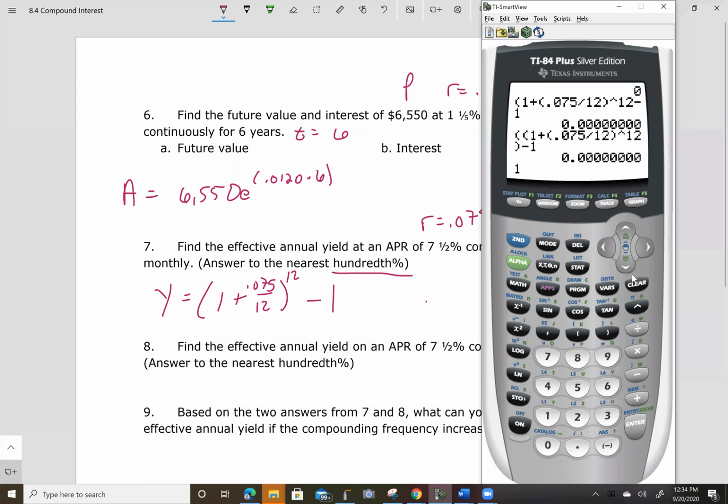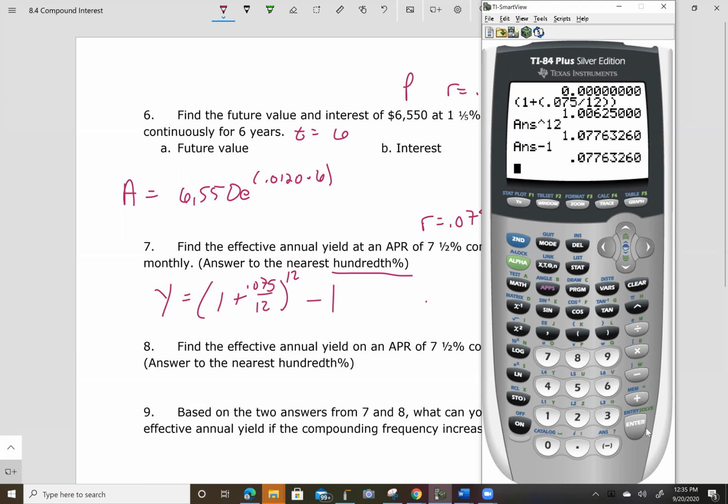I think I found my mistake, you guys. Be careful with these parentheses. Let's do it one step at a time. 1 plus, let's just do 1 plus r over n, 0.075 divided by 12, parenthesis, to the power of 12, and then minus 1. Okay, you can put it all together. I was just getting confused with all my parentheses.